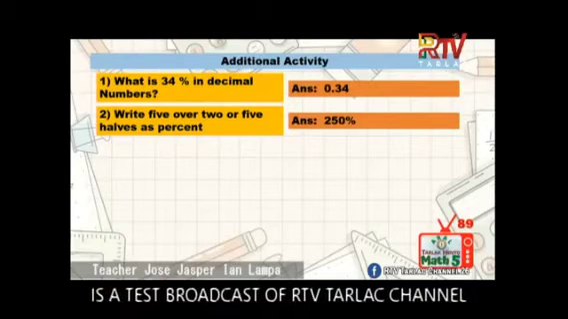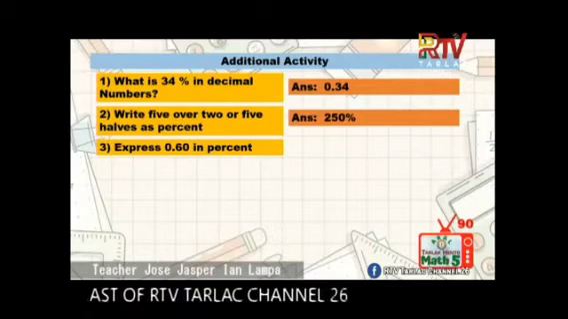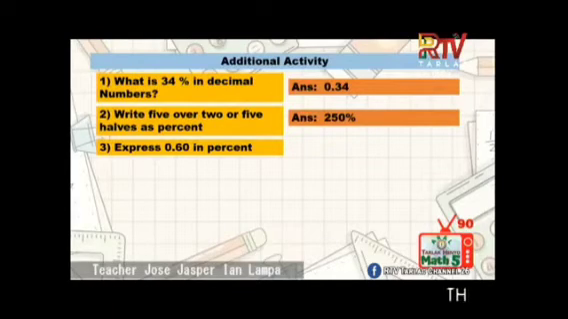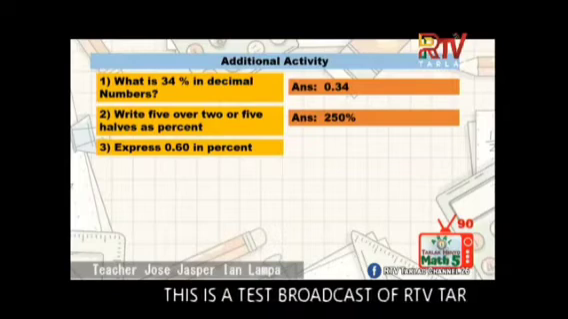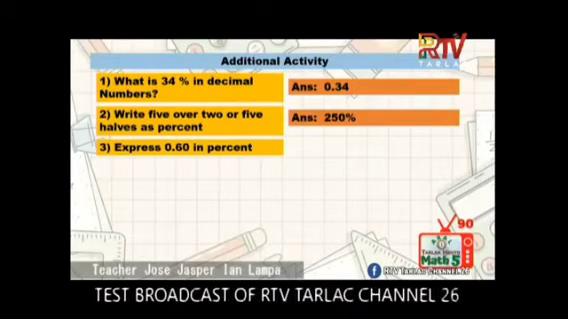Number 3. Express 0.60 in percent notation. To change decimals to percent, move 2 decimal places to the right and attach the percent symbol. Alright, number 3, 0.60 as percent is 60%.